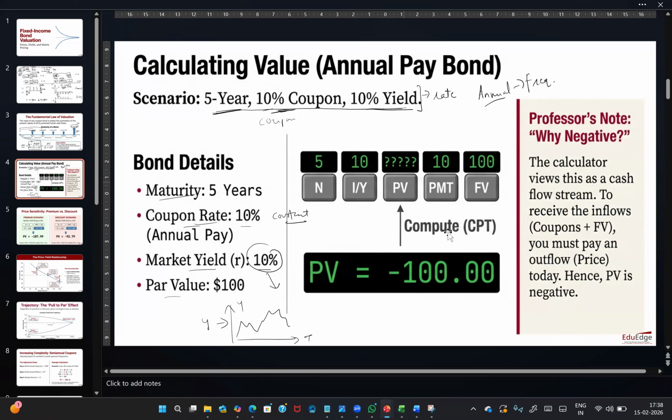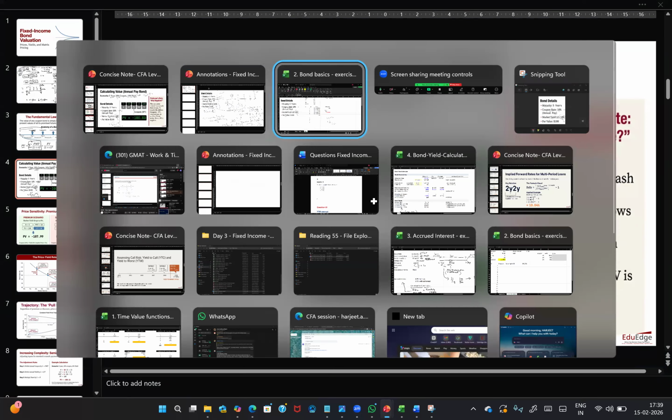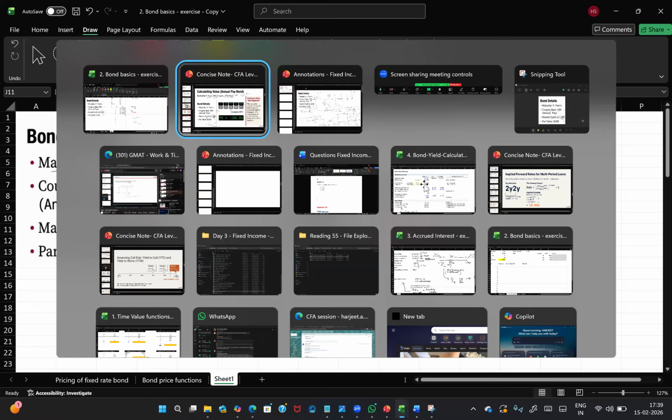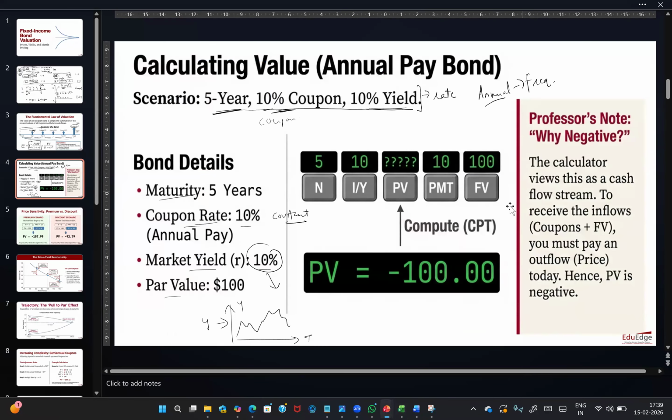So you need to compute PV. Once you key in everything, you press CPT and it will fetch you PV as minus 100. Very similar to how Excel works. If you give a positive FV, it will fetch you a negative PV. So that's the reason why you see this value as negative. Okay, so three methods of doing this: on Excel, the tabular method and the present value formula, and then you can also use the financial calculator, key in these values, and find the price of the bond.